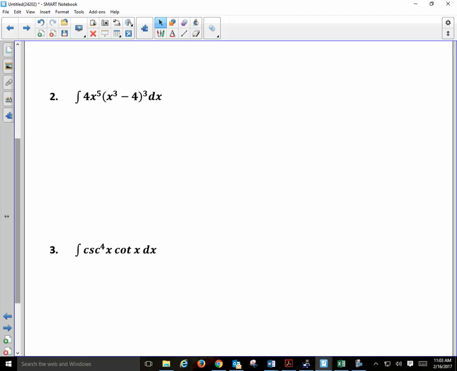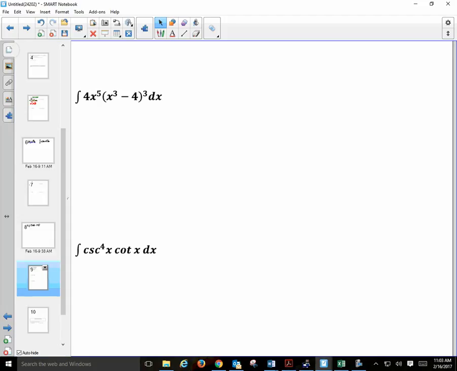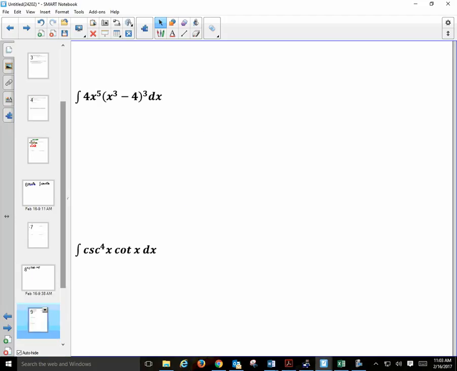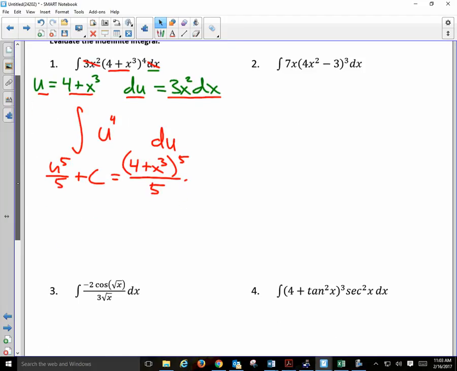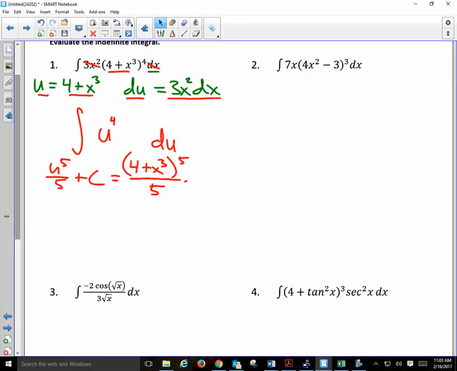We could take the derivative of anything, folks. Antiderivatives, this is one technique, and there's many techniques out there that are rather involved. Right now, we're teaching you the most important technique. Okay, let's look at number 2.